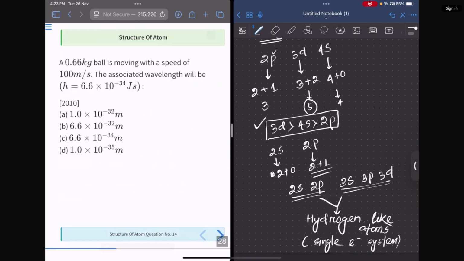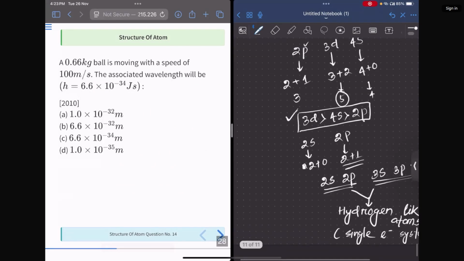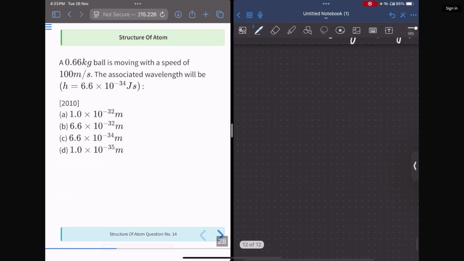Let's move on to question number 14. A 0.66 kilogram ball is moving with a speed of 100 meter per second. The associated wavelength will be? How will you calculate the wavelength of a ball? You will use de Broglie's wavelength formula. What is the de Broglie's wavelength formula? Lambda is equal to Planck's constant h divided by mv. Here h is Planck's constant, m is mass, and v is velocity of the ball or any particle.